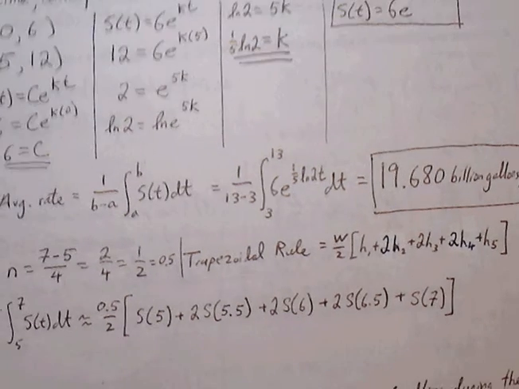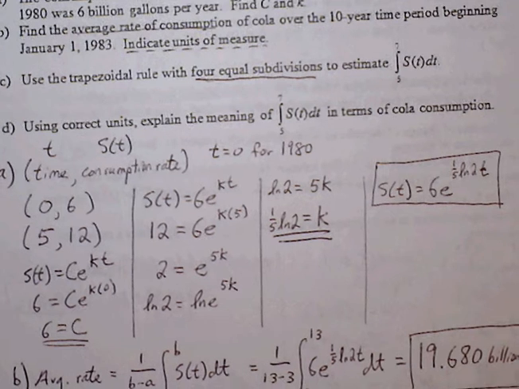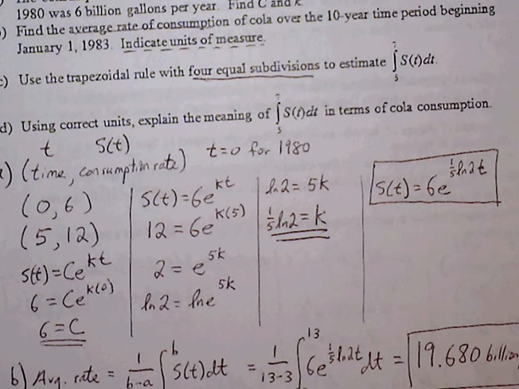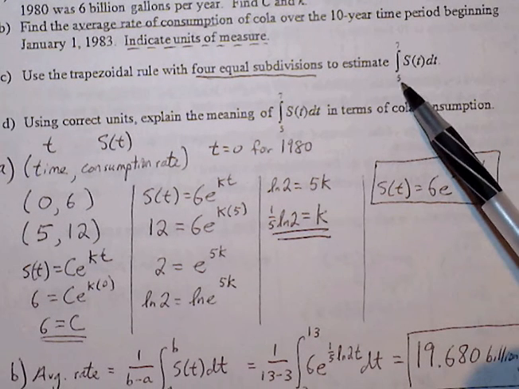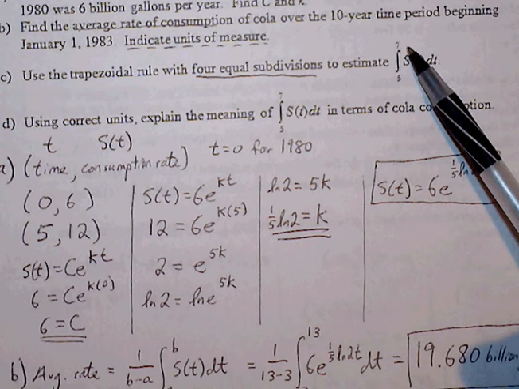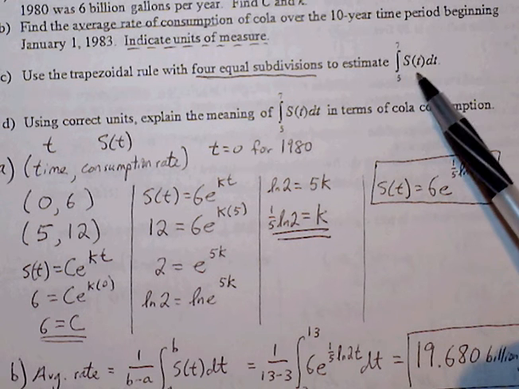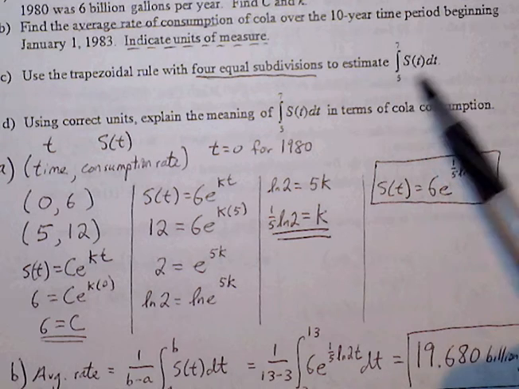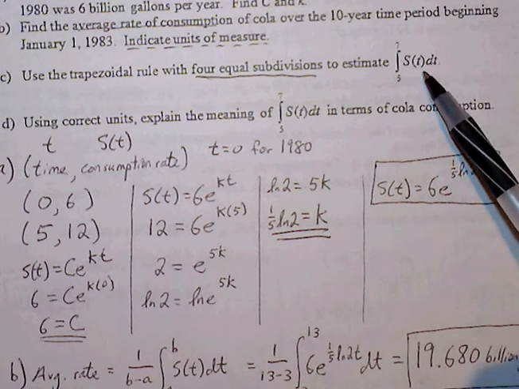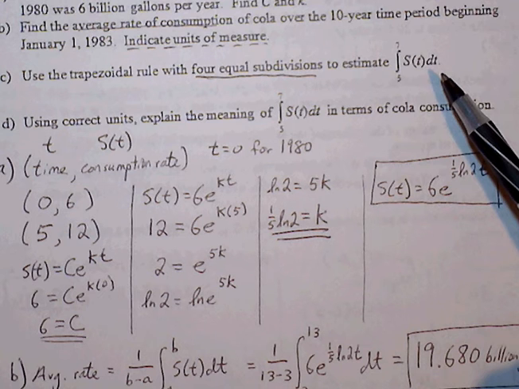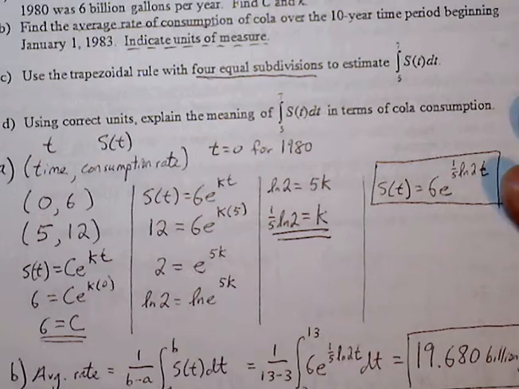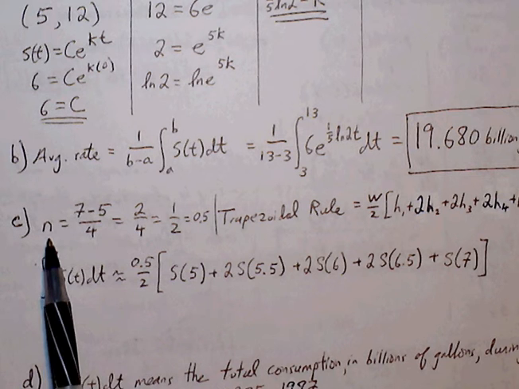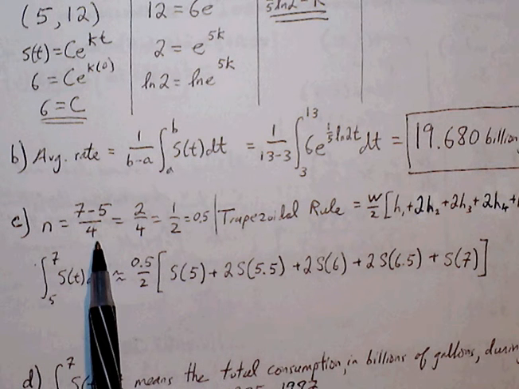All right, part C: use the trapezoidal rule with 4 equal subdivisions to estimate the definite integral of S of t from 5 to 7. We know that 5 represents 1985 and 7 represents 1987, so we're trying to estimate the total consumption in gallons from 1985 to 1987. We want to use the trapezoidal rule with four equal subintervals, so we want to find the width.